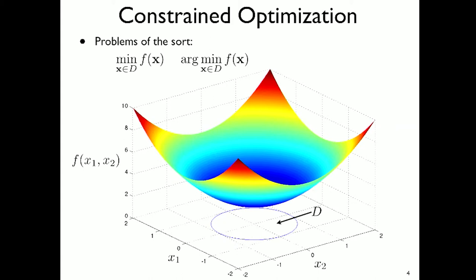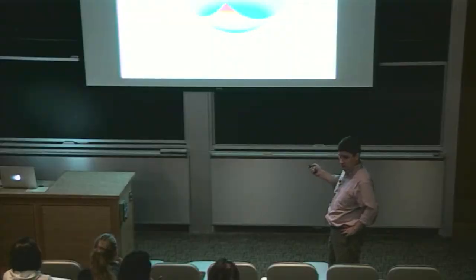And graphically, it looks like this. Here's f, our objective function. It's a nice convex bowl-shaped function. And we want to know the values of x1 and x2, let's say, that minimize this function subject to some constraint. That constraint could be that x1 and x2 live inside this little blue circle. Could be D. Could be that x1 and x2 live on the surface of this circle, on the circumference of this circle. That could be the constraint.